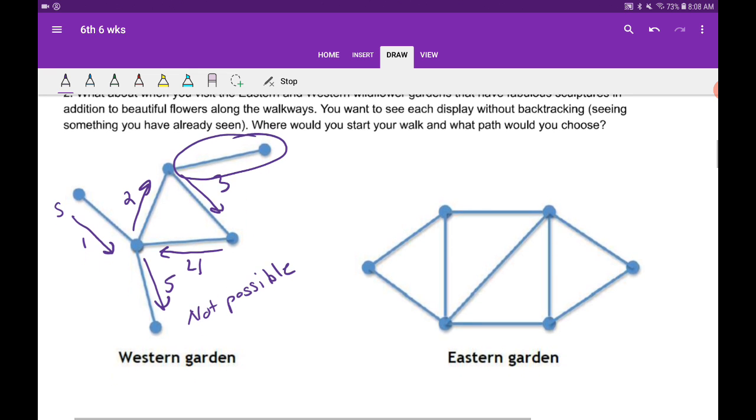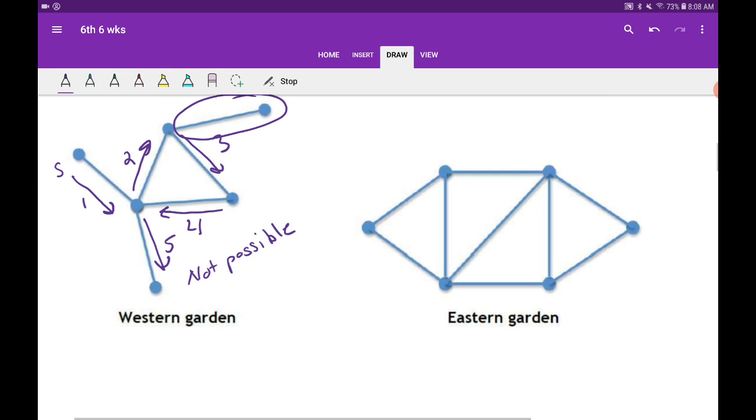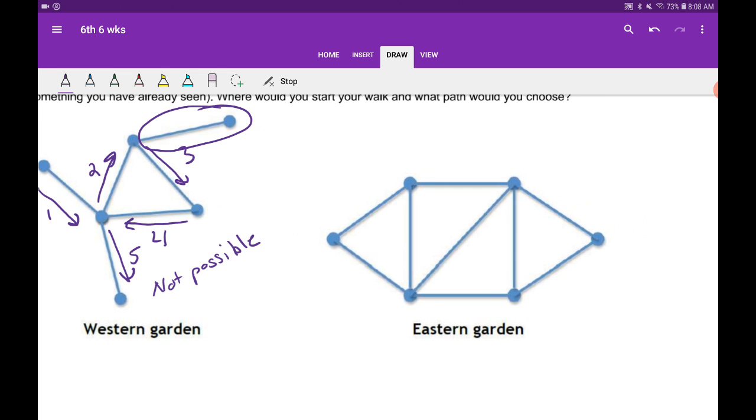In the Eastern Garden, it is very much possible. One of the solutions is, and there are several different solutions to these, but they exist, and I'll show you how you can tell pretty quickly whether a solution exists or not for these problems. So here's another garden, a different shape. Here's a graph that represents this Eastern Garden.